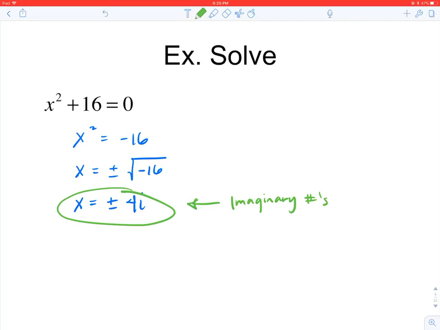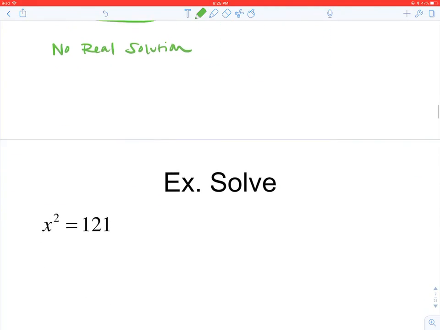Okay, and imaginary numbers are not real numbers. So in Algebra 1, we're just going to say that there are no real solutions here. Imaginary numbers are actually part of the complex number system, which the real numbers are a subset of, but the imaginary numbers are not a subset of the real number system.